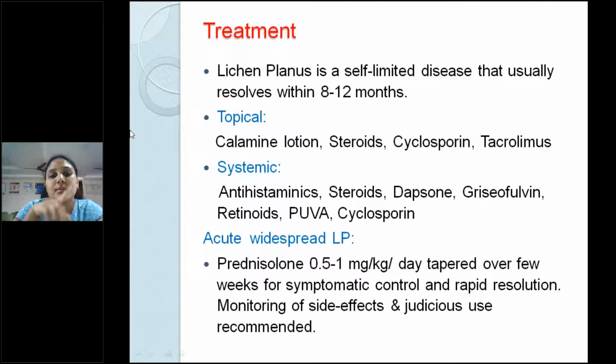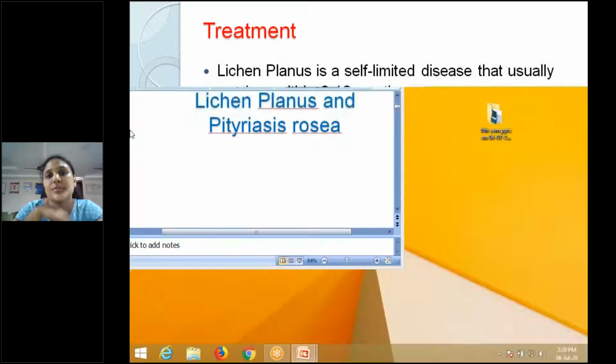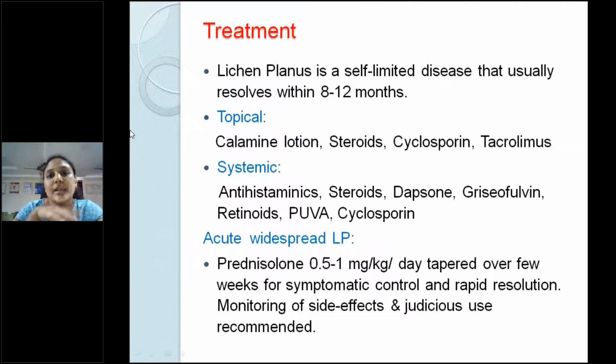And next is NB-UVB. It's narrowband ultraviolet B rays. We have a PUVA chamber in our department, so in that you have both UVA and B. UVB is safer for any group. You can give it to pregnant women, children, adults, or old people, anybody you can give NB-UVB. That is also a good effective option.